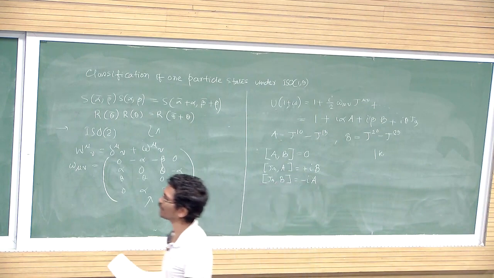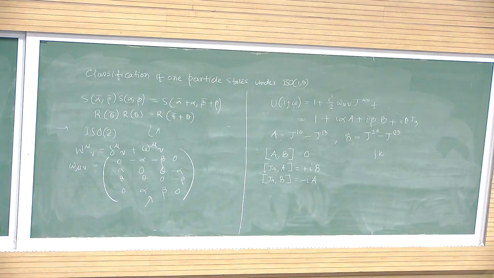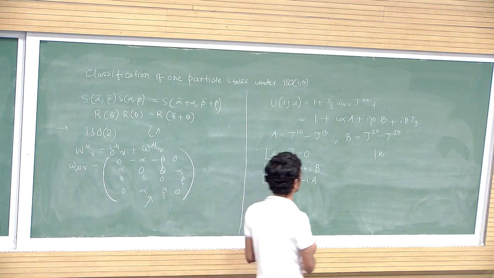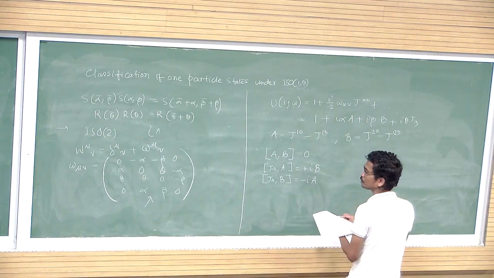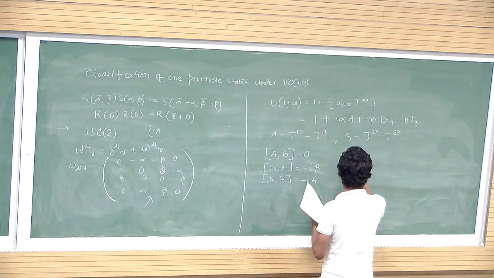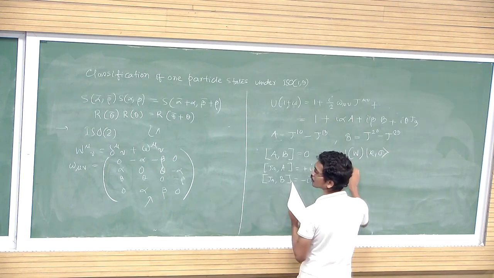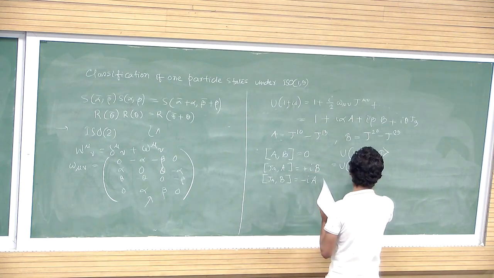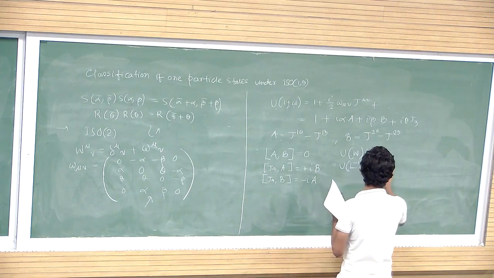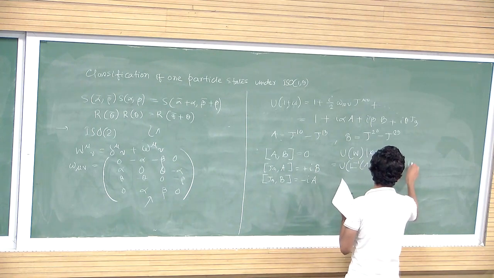So we were actually working on this particular Lorentz transformation. We wanted to see how this particular Lorentz transformation acts on this state. So if I call this some U of W, which is nothing but U of L inverse Lambda p, Lambda L of p acting on k sigma.